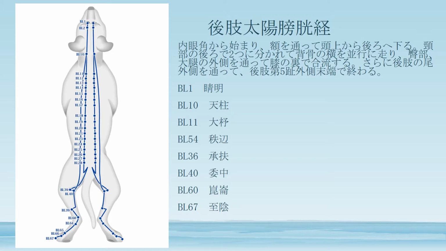The first acupoint is BL1, and then the meridian goes to the neck and there is BL10. Then it goes to the spine and there is BL11, and at the hip region there is BL54, and then goes down and there is BL36, and at the back of the knee there is BL40, at the ankle there is BL60, and the very last acupoint is BL67 at the outside of the fifth digit.